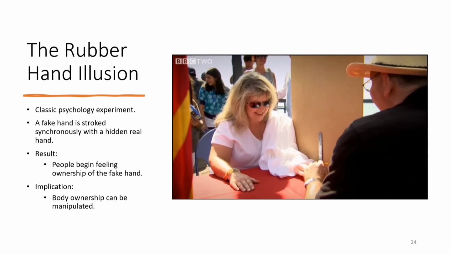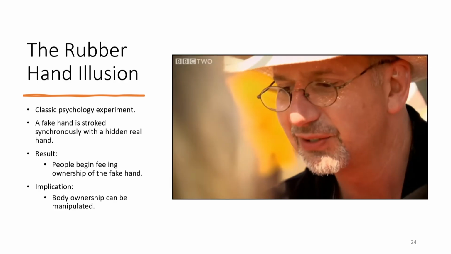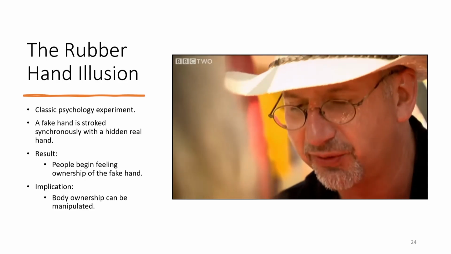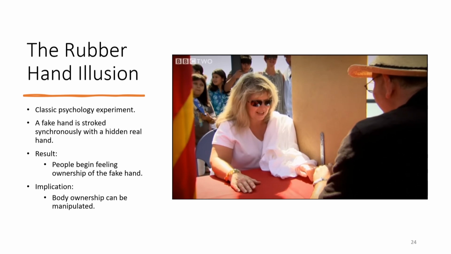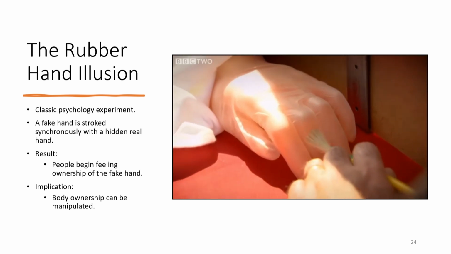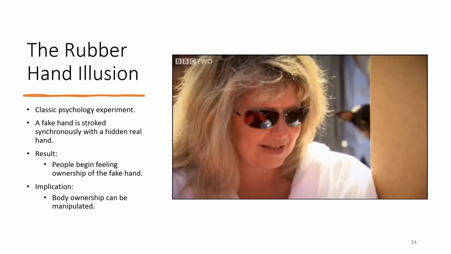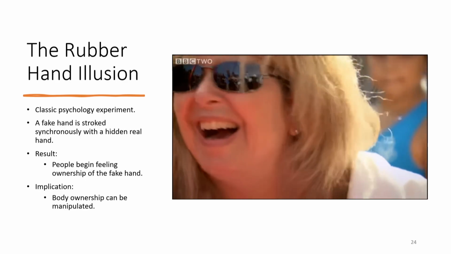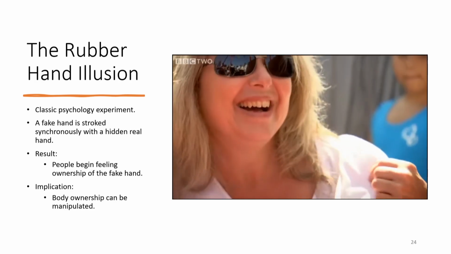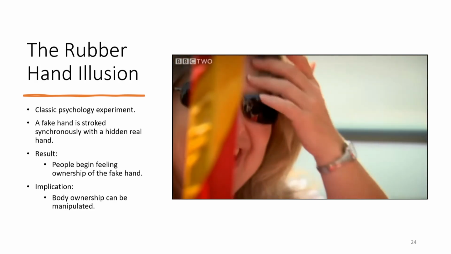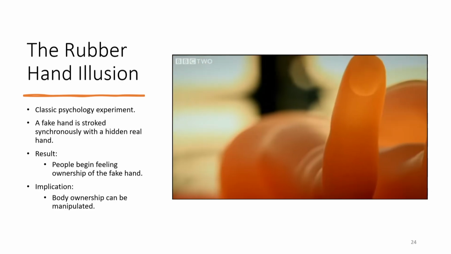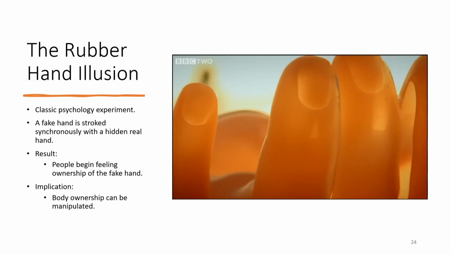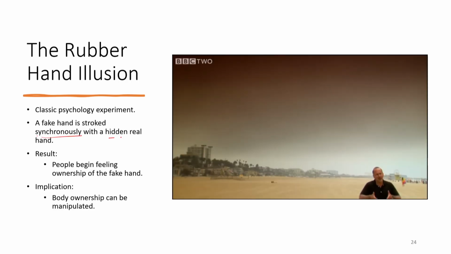So, the right hand of the person is on the table, the left hand is not on the table, but there is a rubber hand and there is a cloth that is covering the rubber hand and going over the person's body. And even though the rubber hand is being stroked, you can see that the person is experiencing as if his own hand is being stroked. And as he strikes the rubber hand with a hammer, the person gets a jerk as if his own hand was struck. So, a fake hand was being stroked synchronously with the hidden real hand.